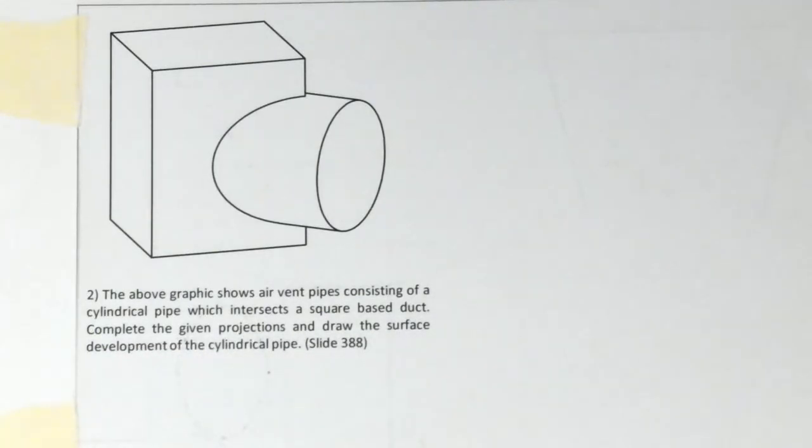So what we have to do first of all is, we are given the elevation, well, a partially completed elevation, a completed plan, and we have to construct an end view and then complete the elevation in full before we get onto the surface development of the cylindrical pipe. Okay, so I'm going to pan out to that now and we will start on the orthographic section.